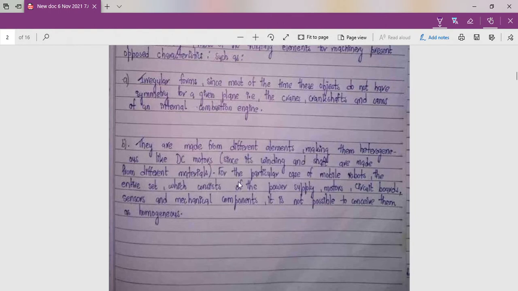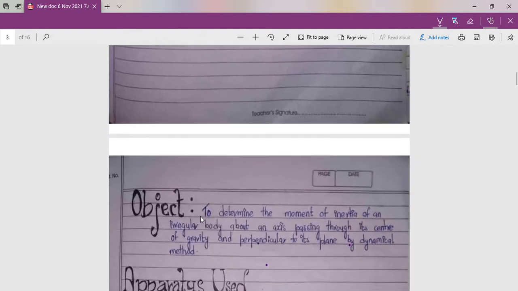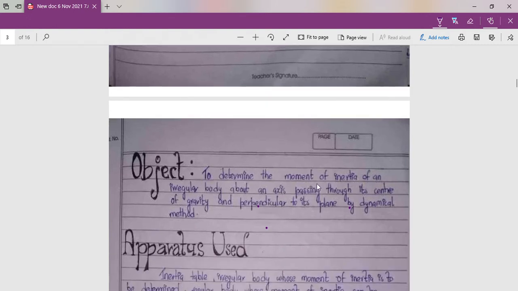For the particular case of mobile robots, the entire set, which consists of the power supply, motors, circuit boards, sensors, and mechanical components, it is not possible to conceive them as homogeneous. The main objective or aim is to determine the moment of inertia of an irregular body about an axis passing through its center of gravity and perpendicular to its plane by the dynamical method.